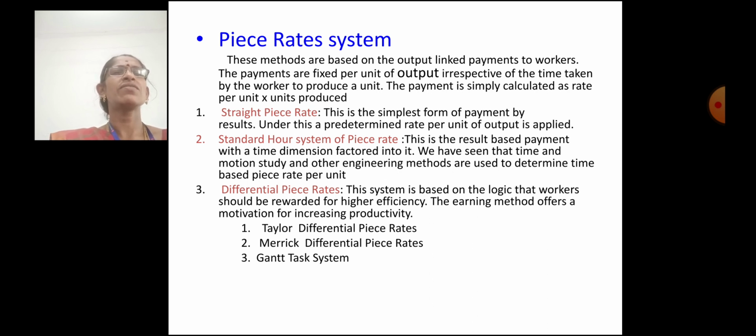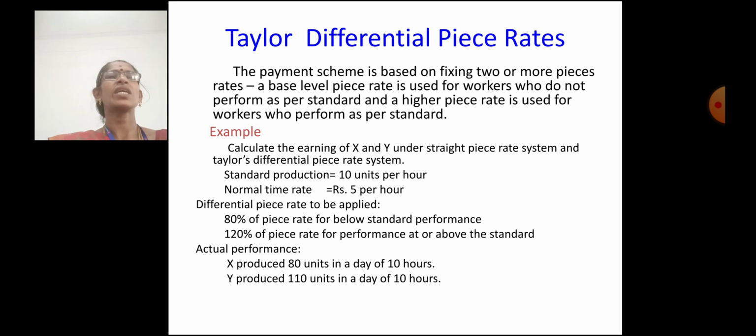One is Taylor differential piece rate system. Second one is merit differential piece rate system. Third one is cost system. Taylor differential piece rates. This payment scheme is based on fixing two or more piece rates. A base level piece rate used for workers who do not perform as per standard and a higher piece rate used for workers who perform as standard.